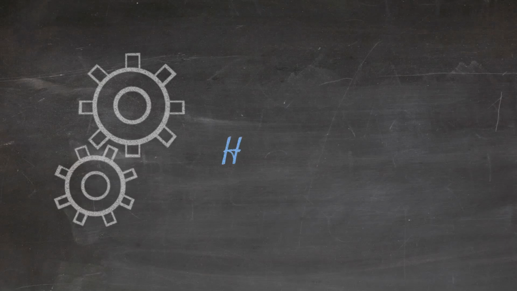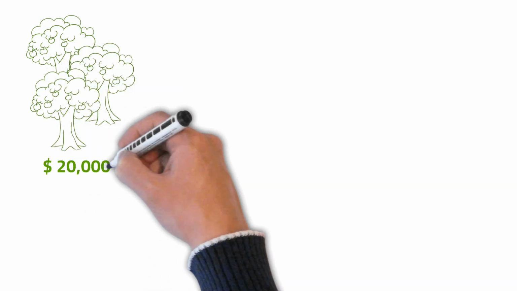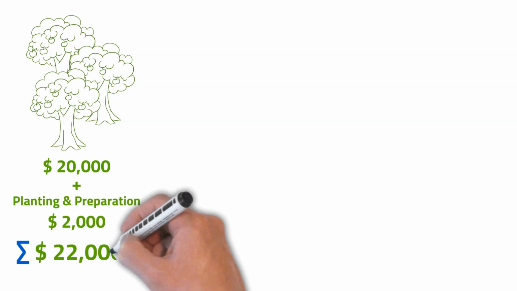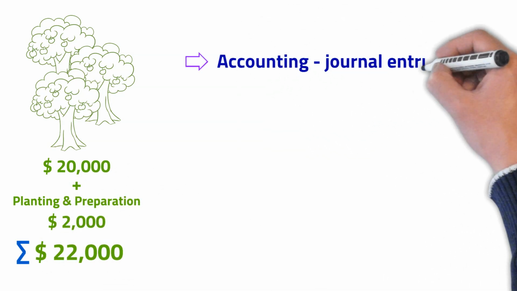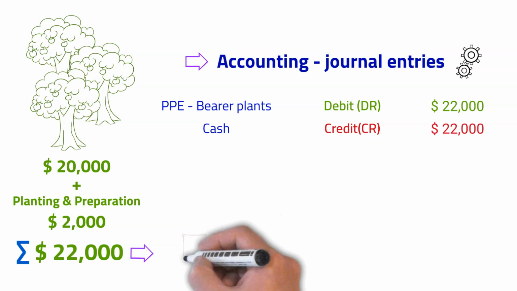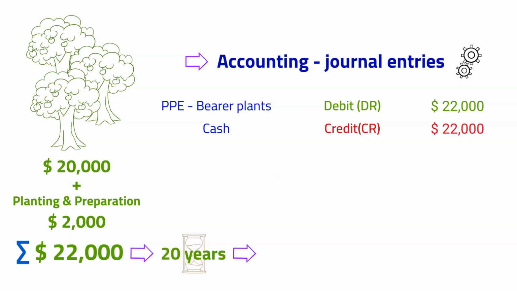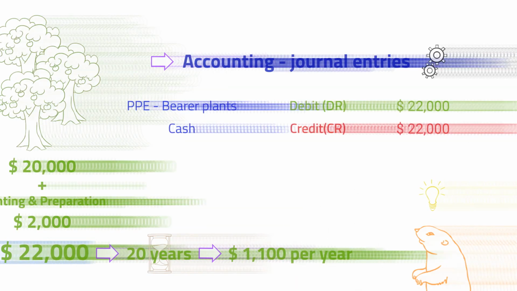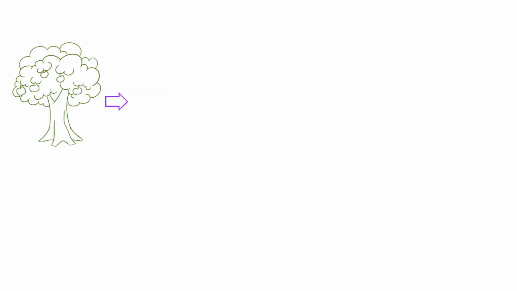Let's run a simple season with our apple trees. We start with planting the orchard, bearer plants. Let's imagine you plant young apple trees for $20,000 plus $2,000 of cost for planting and preparation. Journal entry would be debit bearer plants, PPE $22,000, credit cash $22,000. If the useful life is 20 years, we will get straight line depreciation of $1,100 per year. We ignore residual for simplicity. Then comes the growing season, where we get apples on the trees, our produce.